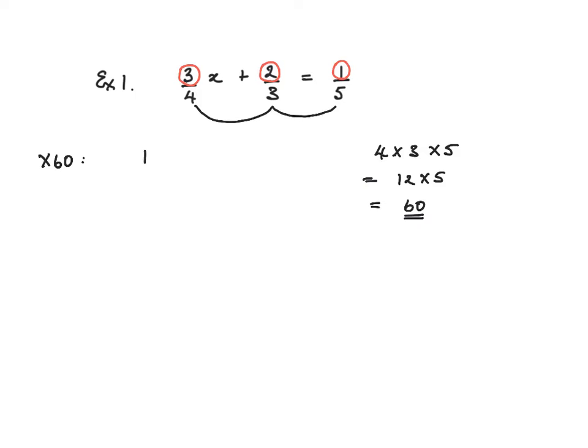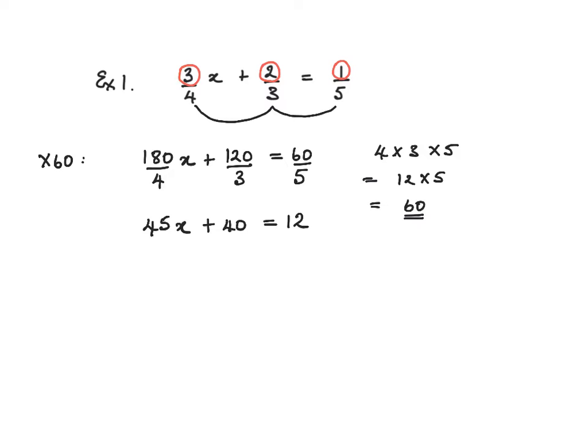60 times 3 is 180. 60 times 2 is 120. And 60 times 1 is 60. Now, 180 divided by 4, that's 45. Try not to use your calculators. 180 divided by 2 is 90, and 90 divided by 2 is 45. 12 divided by 3 is 4, so 120 divided by 3 is 40. And 5 divides into 60 12 times.